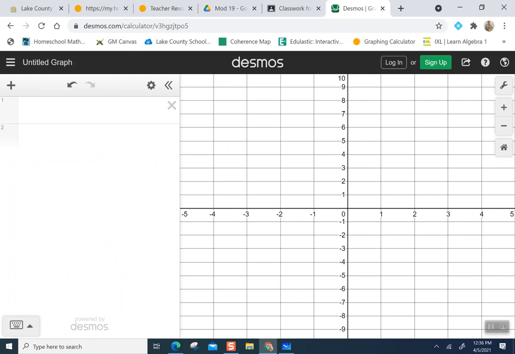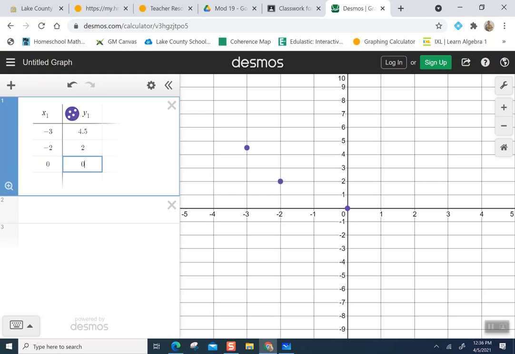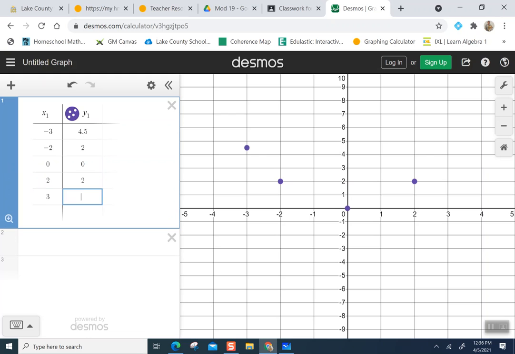Now I'm ready for my ordered pairs, and hopefully you wrote them down somewhere. So here we go. I want to go from -3 to 4.5, from -2 to 2, from 0 to 0, from 2 to 2, and from 3 to 4.5.